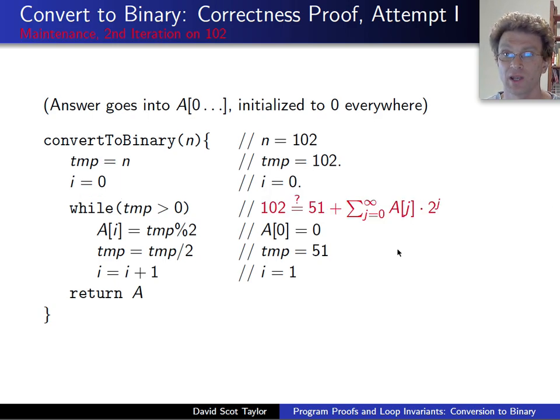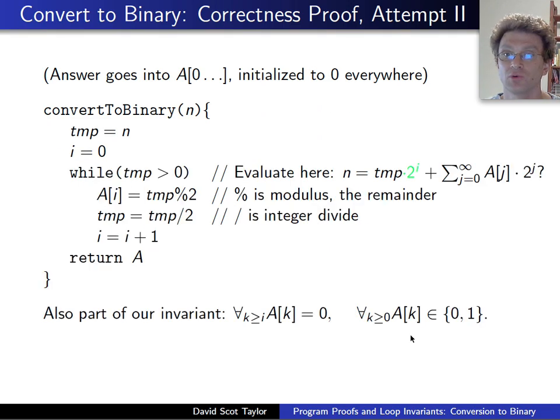Well, let me just plug in everything. Is 102 equal to 51 plus the sum of a bunch of 0 terms? Because A is 0 everywhere, and certainly it is not. Our loop invariant failed one loop into our iteration in this case. So that's not so good.